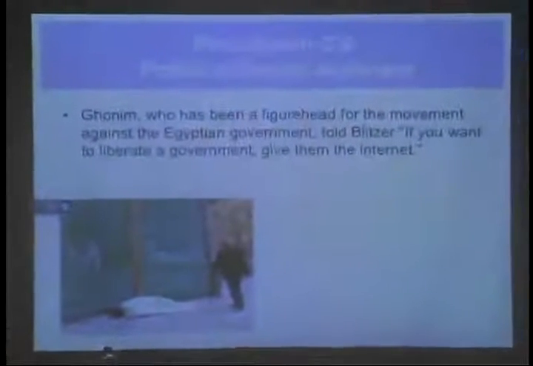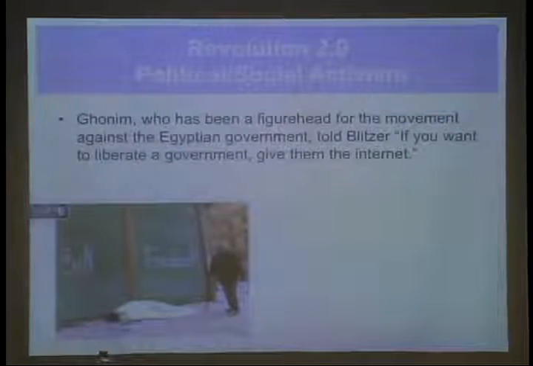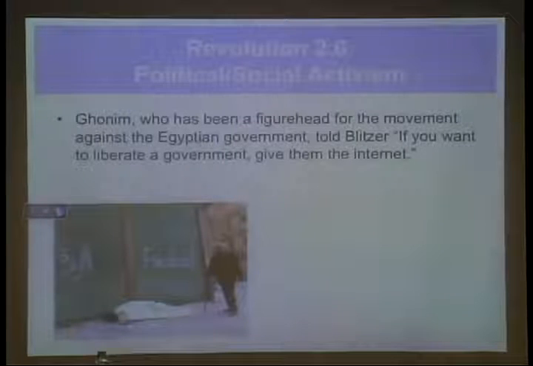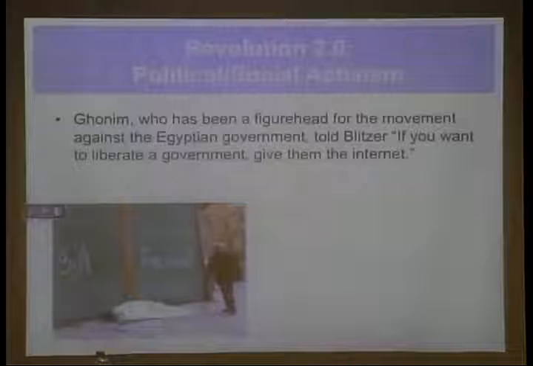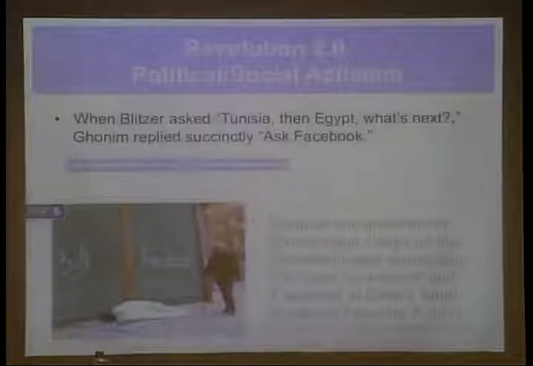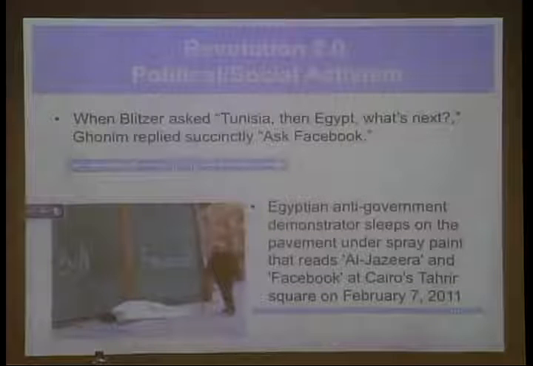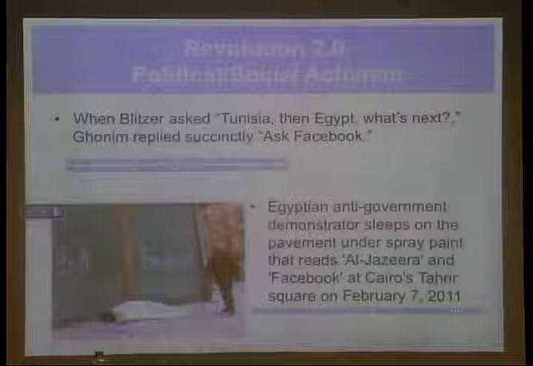This is interesting. This guy, Ghonim, was a high-level executive for Google, and he is an Egyptian who happened to be in Egypt. And he created a Facebook page. And he was asked, what next? And he said, well, ask Facebook. Meaning the stories break there, the news breaks there, right?